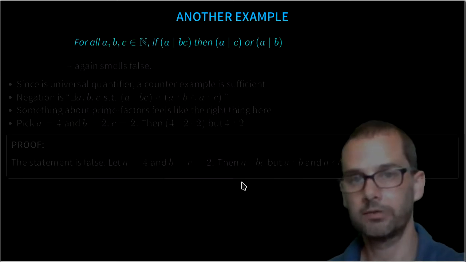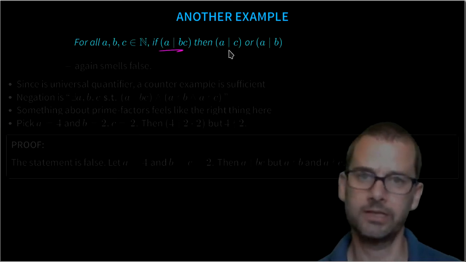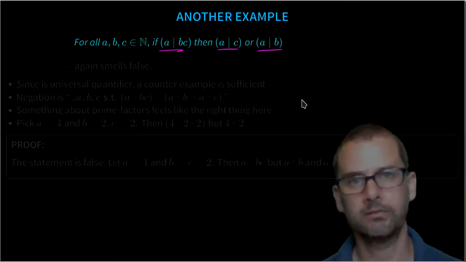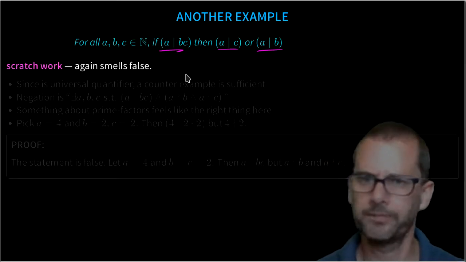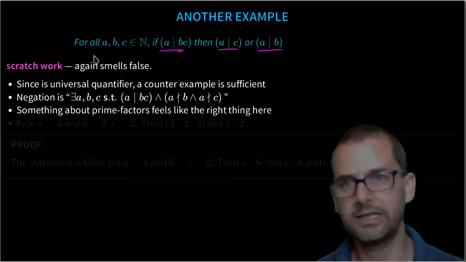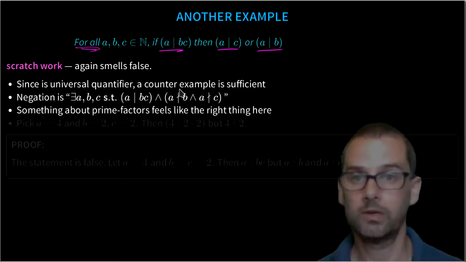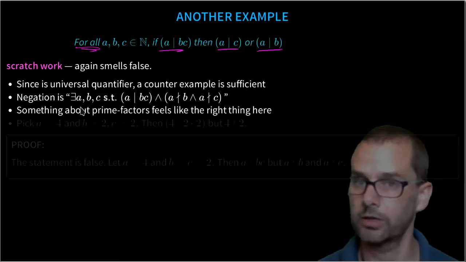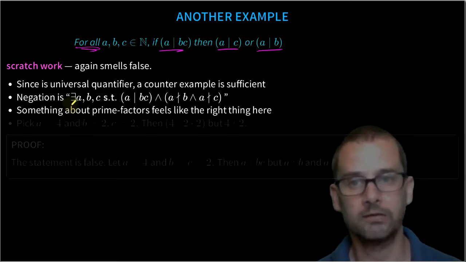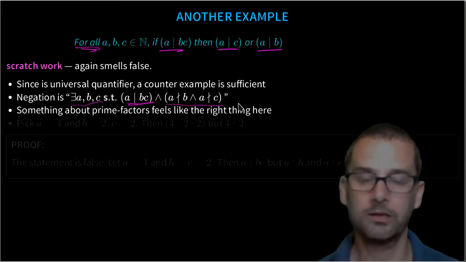Okay, let's do another one. For all a, b, and c, if a divides bc, then a divides c or a divides b. If we think about this, again, it smells false; something doesn't feel right here. Since this is again a universal quantifier, a counterexample is going to be sufficient. If we form the negation carefully, which we should as part of our scratch work, what we're really producing is: there exist a, b, and c so that the hypothesis is true and the conclusion is false.